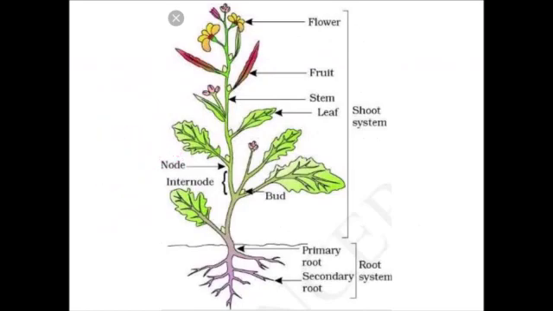This is the diagram showing different edible parts of plants like flower, fruit, stem, leaf, node, internode, bud. This part of the plant which we can see above the ground is known as the shoot system, and the part of the plant which grows under the ground, like primary root and secondary root, is collectively known as the root system.